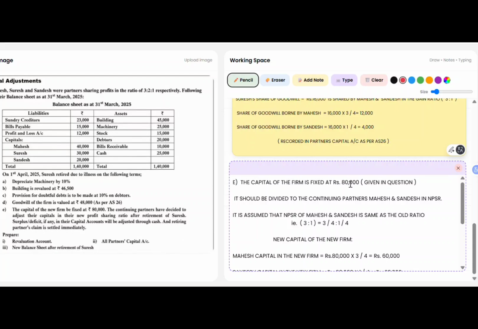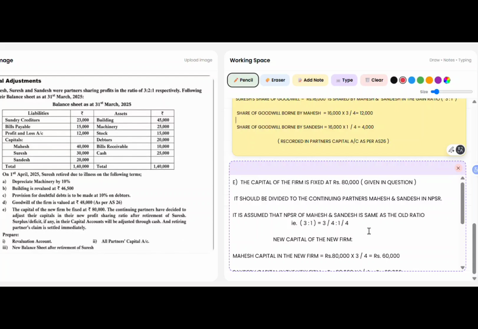Now this capital has to be distributed to both the continuing partners. So this should be divided between the continuing partners Mahesh and Sandesh in the new profit sharing ratio. So it is assumed that the new profit sharing ratio of Mahesh and Sandesh is the same as the old ratio. Why? Because there is no other ratio mentioned in the question. So the old ratio itself will be the new profit sharing ratio. So that is 3:1. So it will be 3 by 4 and 1 by 4 for Mahesh and Sandesh.